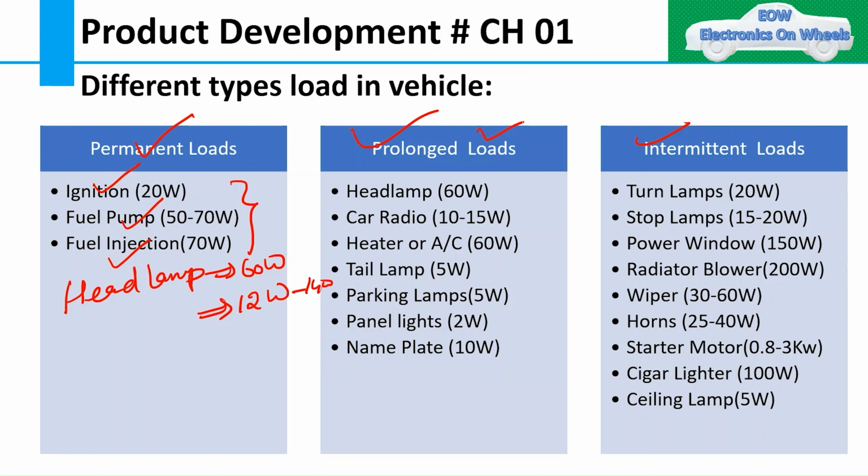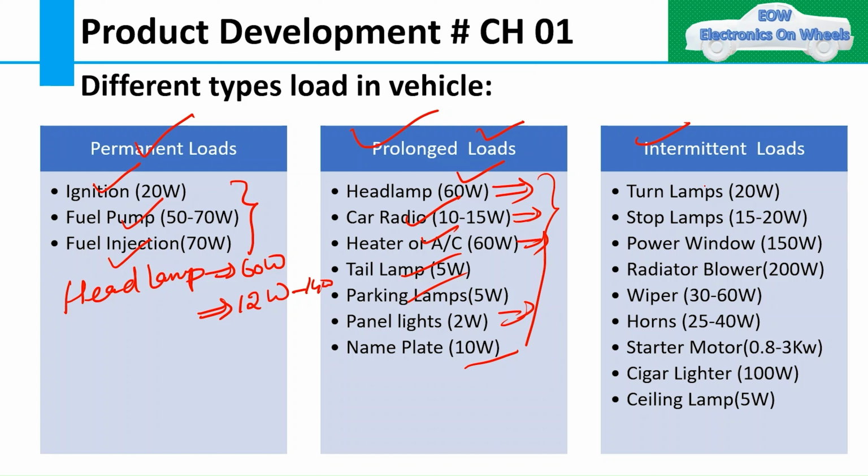The second load is the prolonged load. Prolonged loads are nothing but, as the name suggests, loads which are used for a long period of time, such as the headlamp. Headlamps are used for a longer time, right? Car radio and so on, like heater, tail lamp, parking lamps, and you can see the typical watt power requirement. So 60 watt, 10 to 15 watt for the car radio, heater and AC 60 watt, then panel light 2 watt, nameplate 10 watt. So these are the watt requirements for the different loads.